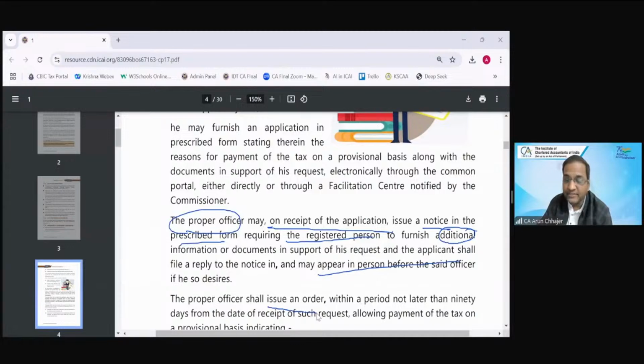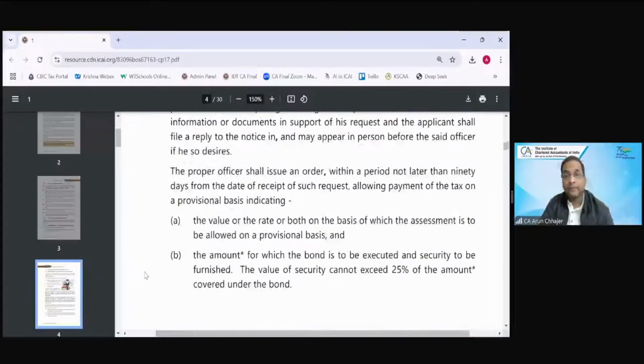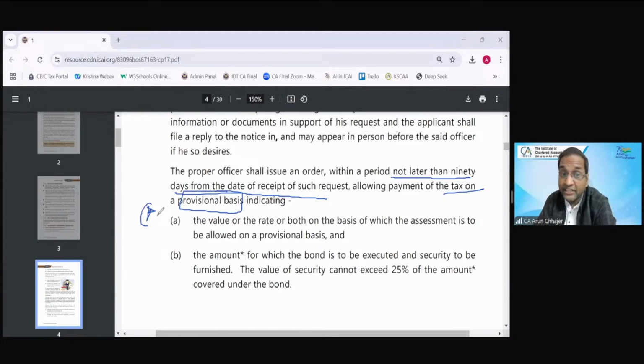Okay. The proper officer then, after scrutinizing the application and everything, will issue the order stating the value and stating the rate. What is the maximum? Normally not later than 90 days from the date of the receipt, allowing the payment of the tax on provisional basis. Please note that whatever the rate, whatever the value they are saying, it will be provisional basis.